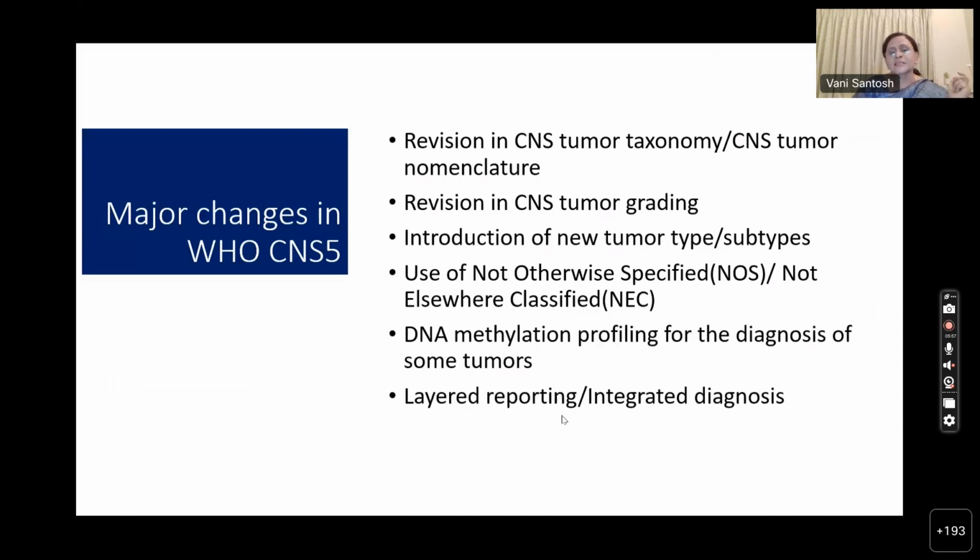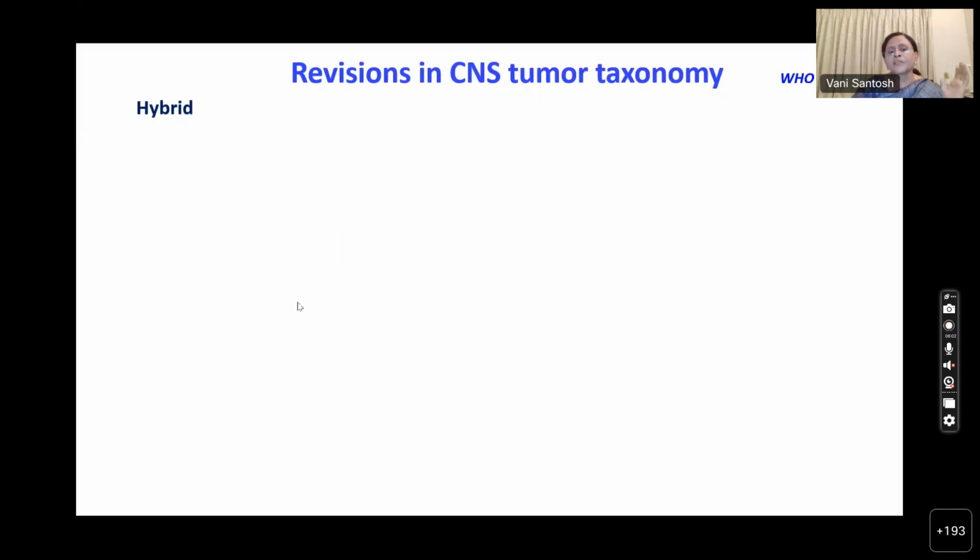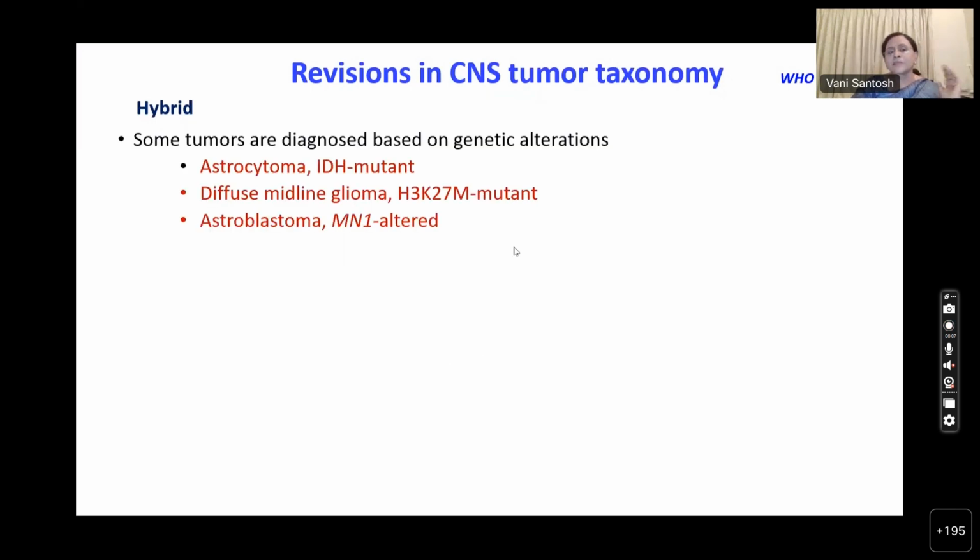So all these are the major changes that have happened. Let us look at each one of them very briefly. First is the revision in CNS tumor taxonomy. Now the reason this classification is hybrid is because some of the tumors are diagnosed based on their underlying genetic alterations, that is, their genetically defined tumor types. For example, astrocytoma IDH mutant, diffuse midline glioma H3K27M mutant, or astroblastoma MN1 altered. All these are defined by their genetic alterations. So you cannot make a diagnosis of these tumor types without demonstrating these genetic alterations.